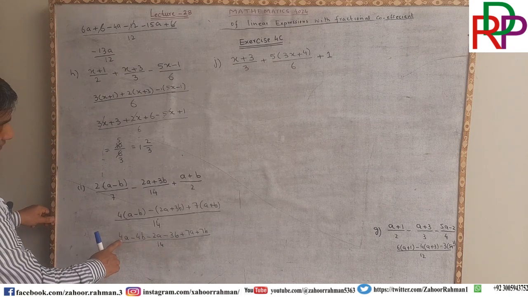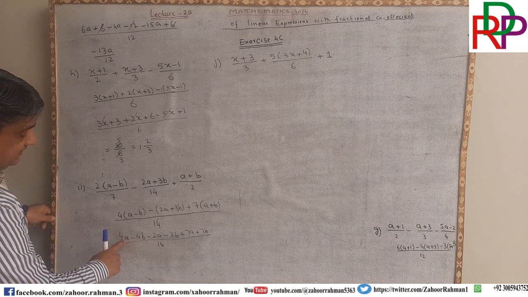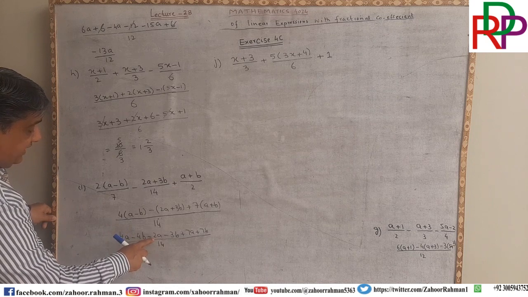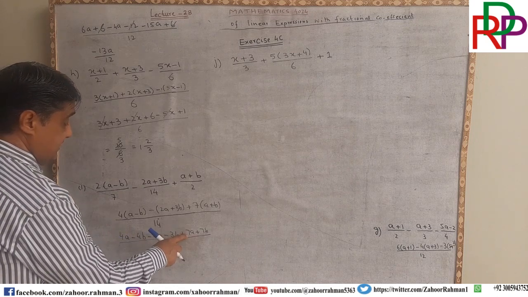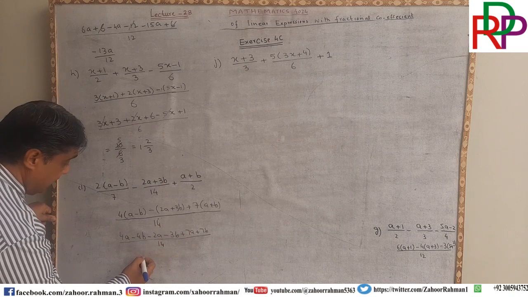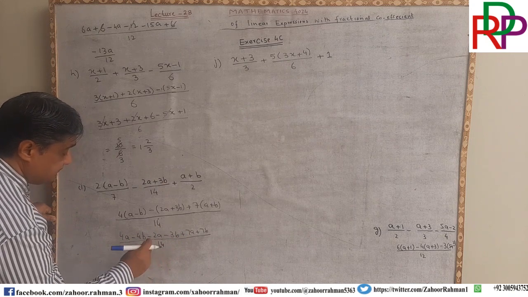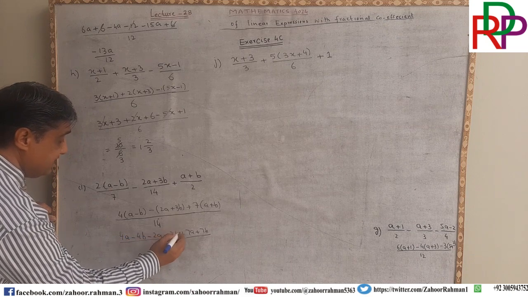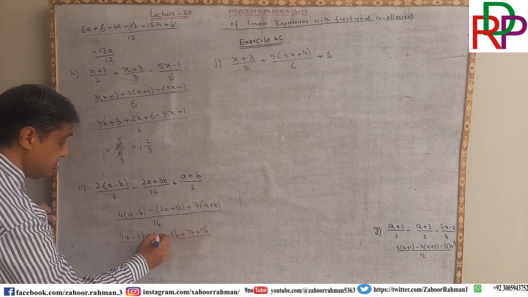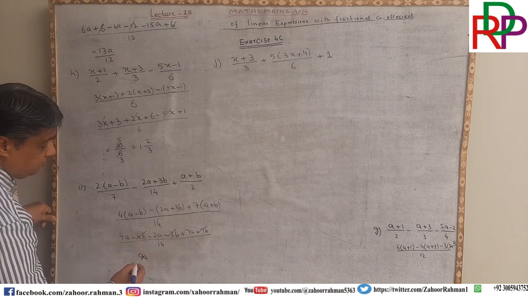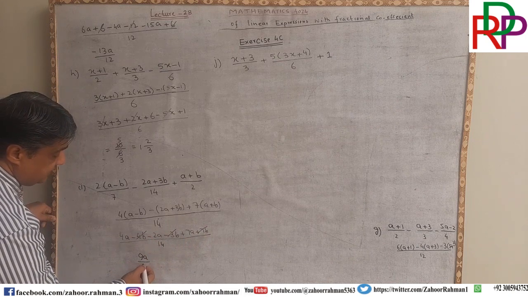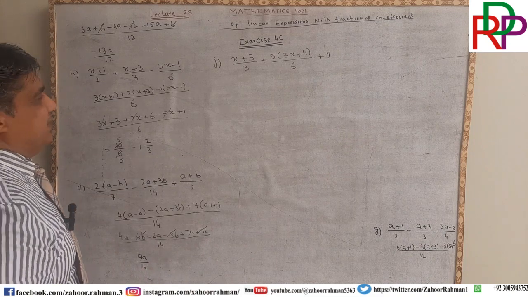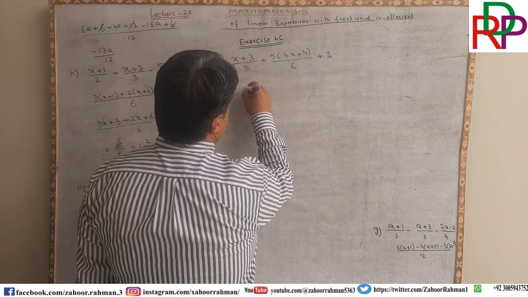So here I have to get the final answer by adding or subtracting the same terms. 4a minus 2a will give you 2a, plus 7a, 9a. Then minus 4b minus 3b plus 7b will be cancelled. So we will be left only with 9a divided by 14. Next question is this one.